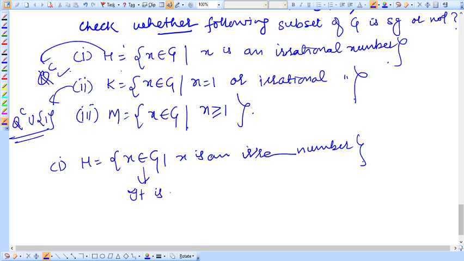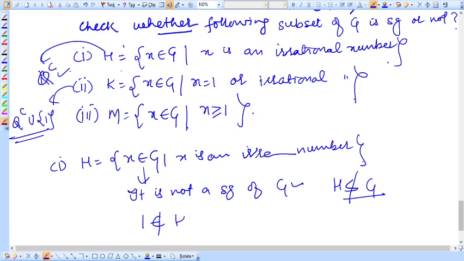It is not a subgroup of G. Okay, that is, H is not a subgroup of G. Why? Because if it has to be a subgroup, it has to be a group in itself. For a group in itself, it must satisfy all four properties: closure, identity, associative, inverse. But you see, 1 does not belong to H.